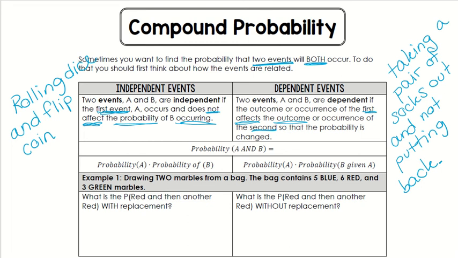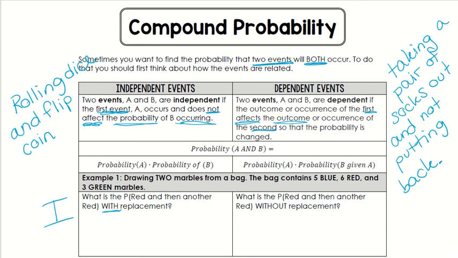So let's go ahead and do example 1 now that I've been rambling. So we're going to draw 2 marbles from a bag, and we're going to say that the bag contains 5 blue, 6 red, and 3 green marbles. So our first question is, what is the probability, that's what that P means, that we're going to choose a red and then another red with replacement. So if we're putting it back, that is going to go ahead and be independent because we are not changing how many objects are in the bag.